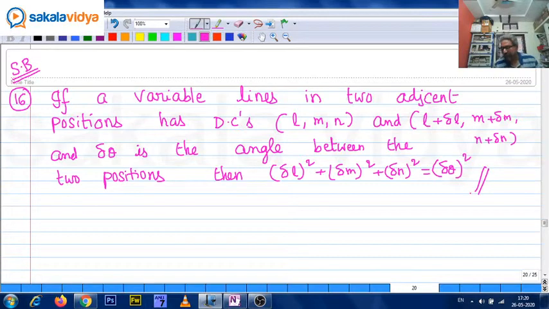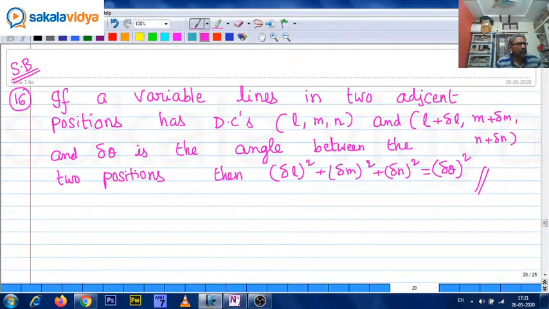It has a proof. This proof is actually a 7 marks problem. Even if you go for higher classes, degree or PG classes, this will be one of the important questions to be discussed. But at this intermediate stage, for EAMCET or JEE Mains, this is the standard bit. Just remember, that's all. In the examination, you need to select the option. Delta L whole square plus delta M whole square plus delta N whole square is equal to delta theta square. I hope everybody understands.